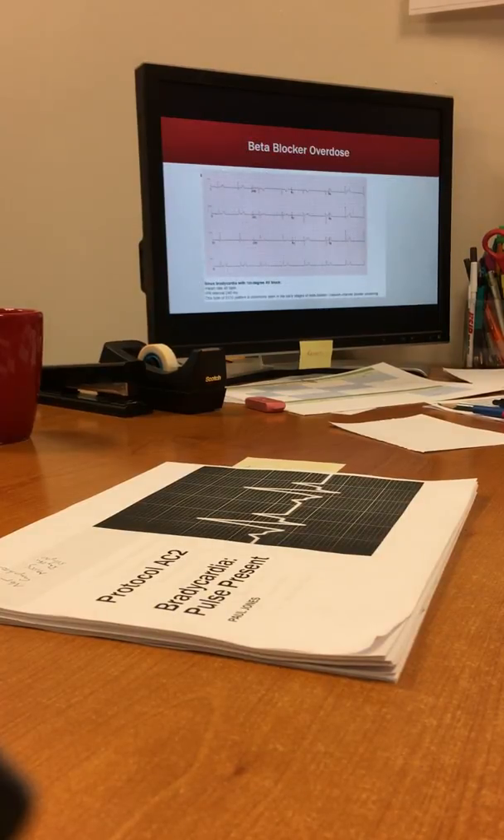Beta blocker overdose. This is a sinus bradycardia with a first degree heart block with a heart rate of about 45. You can see it's starting to get some peaked T waves. The PR interval is long, and this is an early stage of a beta blocker, calcium channel blocker overdose.